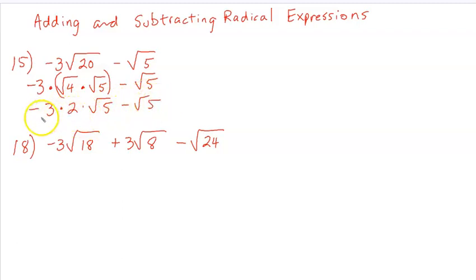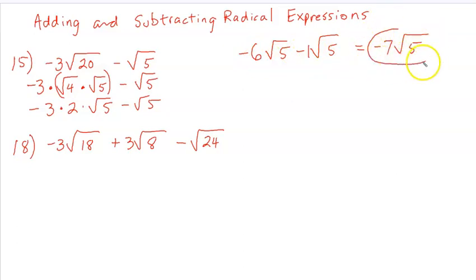Now I can multiply these two numbers that are not radical. Negative 3 times 2 is negative 6 times the square root of 5 minus, you can think of this as 1 times the square root of 5. Well, now they have the same root, they're both square roots, and they have the same radicand. So I just operate with the numbers in front of the radicals. Negative 6 minus 1 is negative 7, and you just leave the radical as it is in the problem. So there's your answer for number 15.